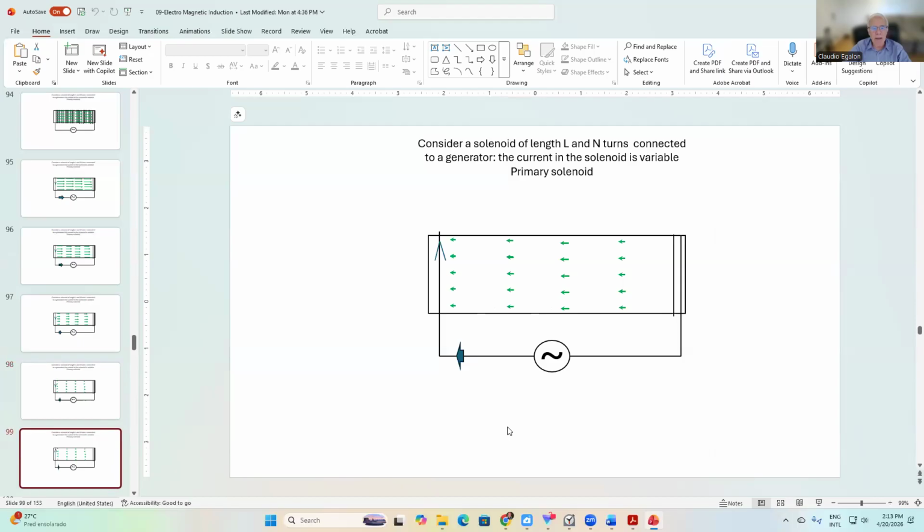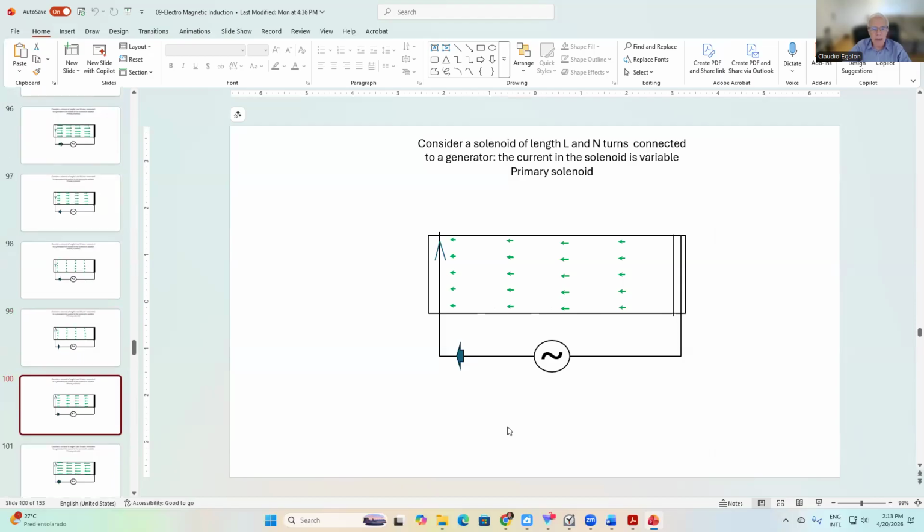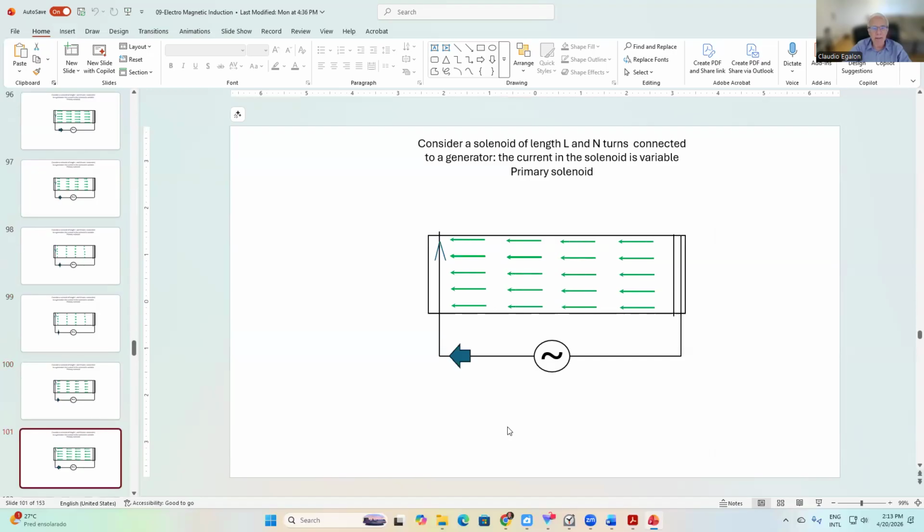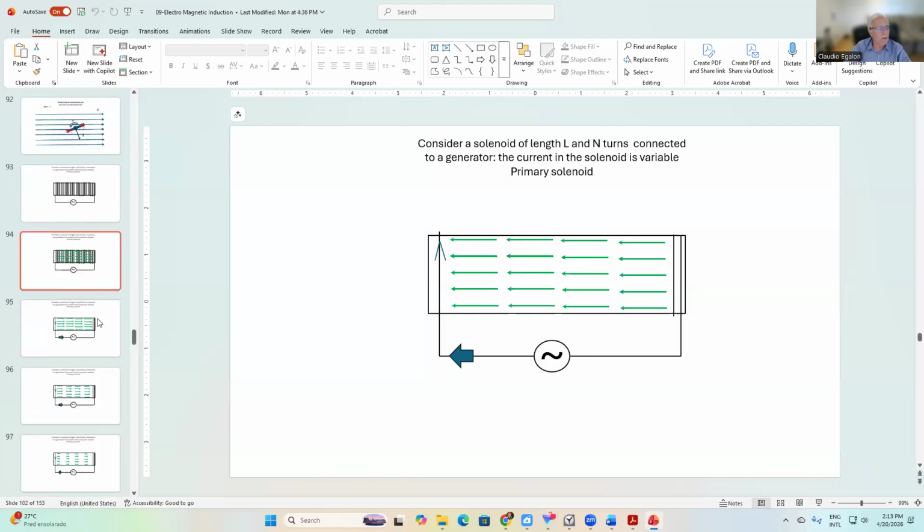Now, as the current changes direction, the magnetic flux is going to increase. As the magnetic flux increases, the induced current must go against the original current. That's what Lenz's law is all about. Let's write that down here.